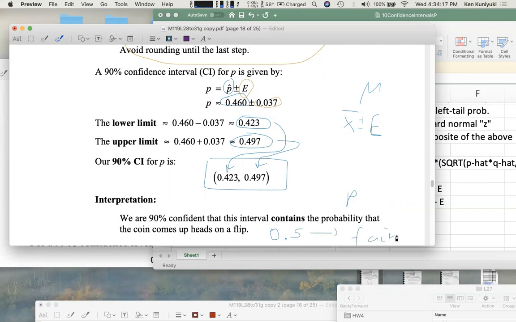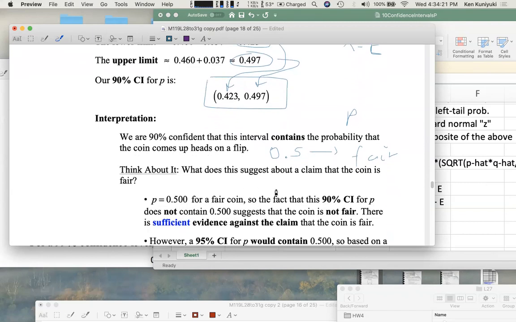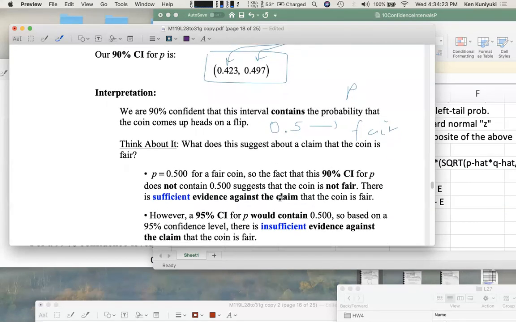But this interval does not contain 0.5. Think about it. What does this suggest about a claim that the coin is fair? If David says, hey, my coin is fair, well, P equals 0.500 for a fair coin. So the fact that this 90% confidence interval for P does not contain 0.500 suggests that the coin is not fair. It's biased. Apparently biased towards tails, actually, since this is below 0.5.